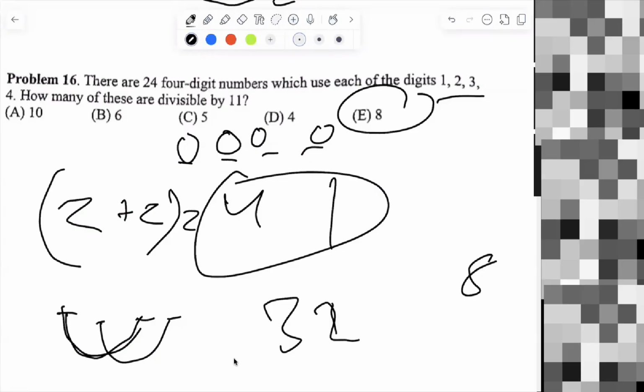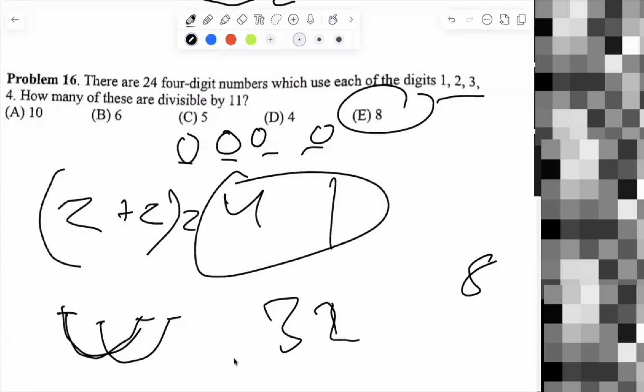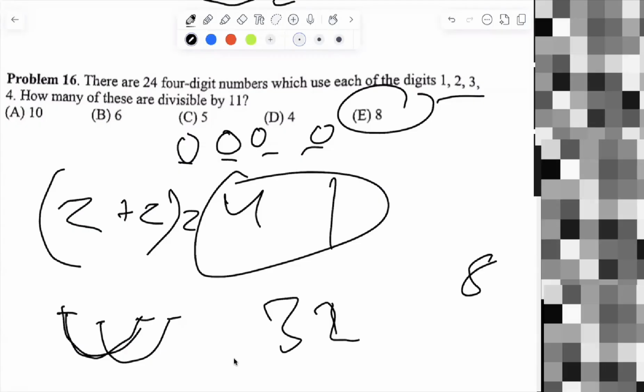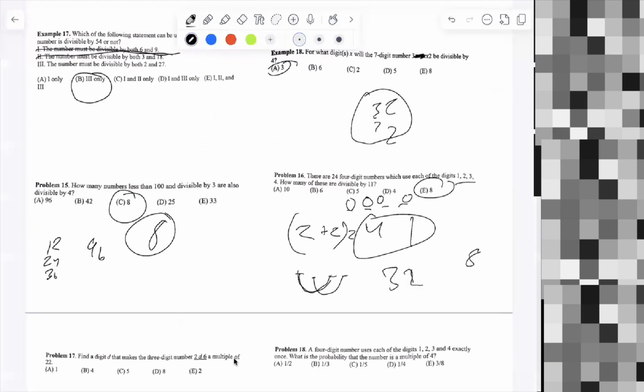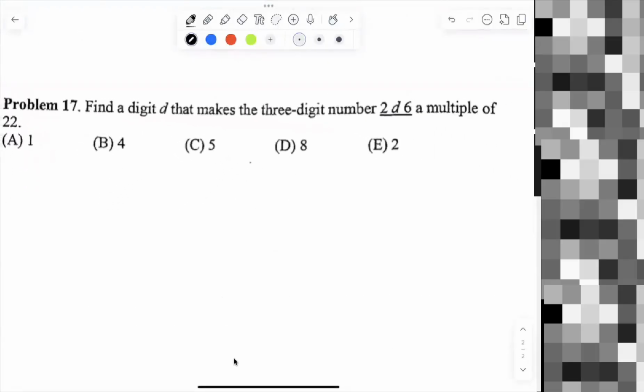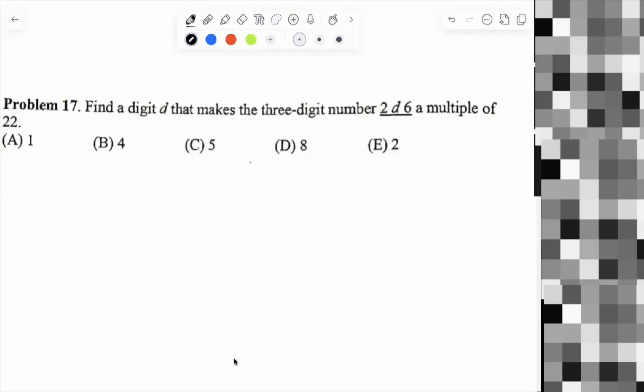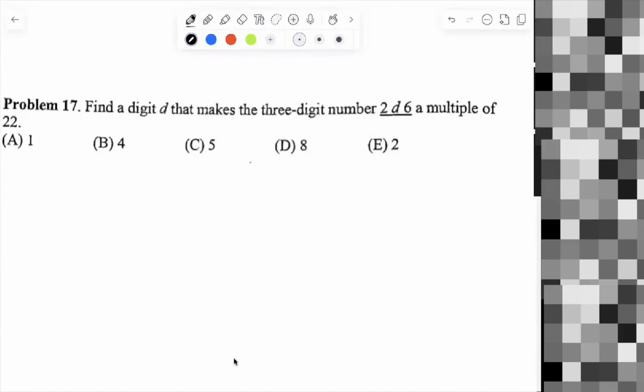Alright? So from there, the answer is 8. Alright? Now let's move on to problem 17. Find a digit D that makes the 3-digit number 2D6 a multiple of 22. I'll let you guys have a try on this question and tell me your answer in the chat.